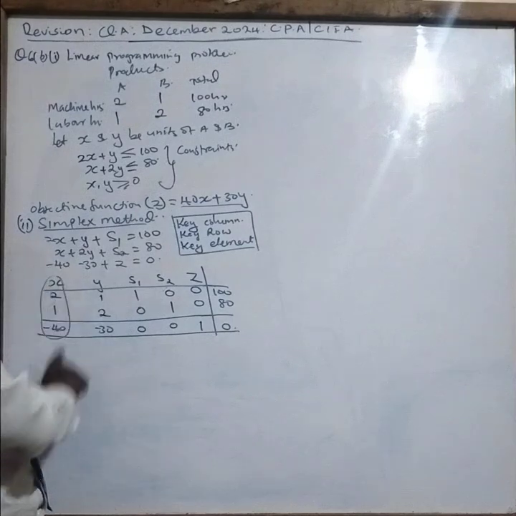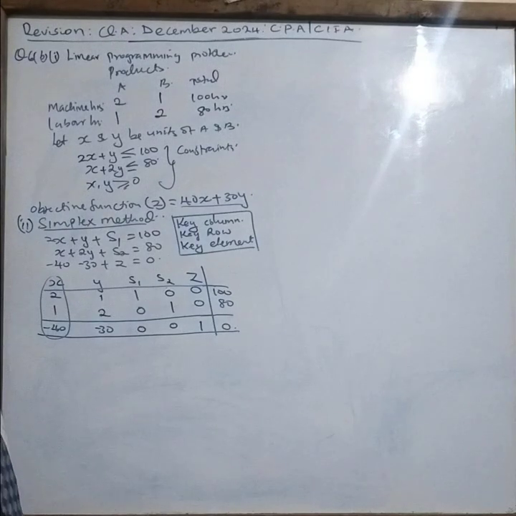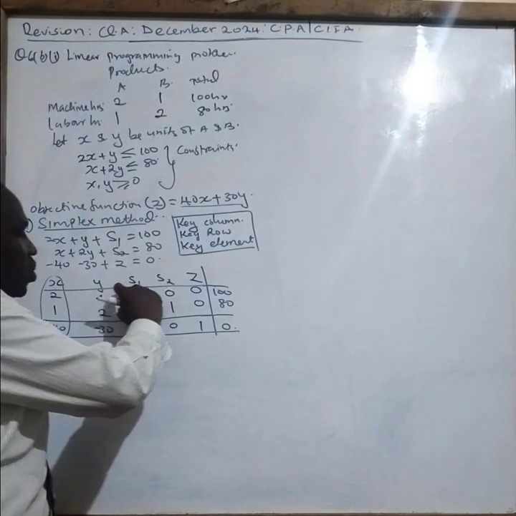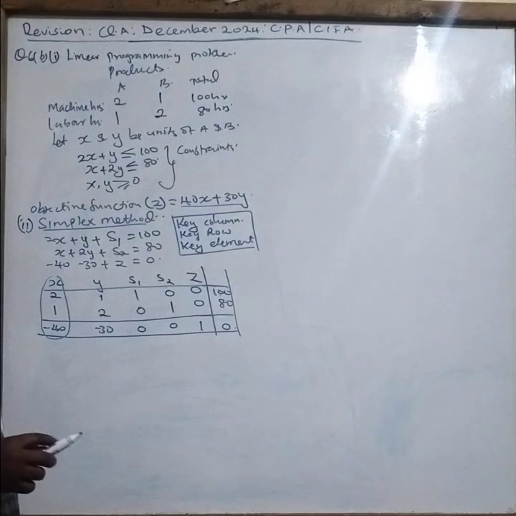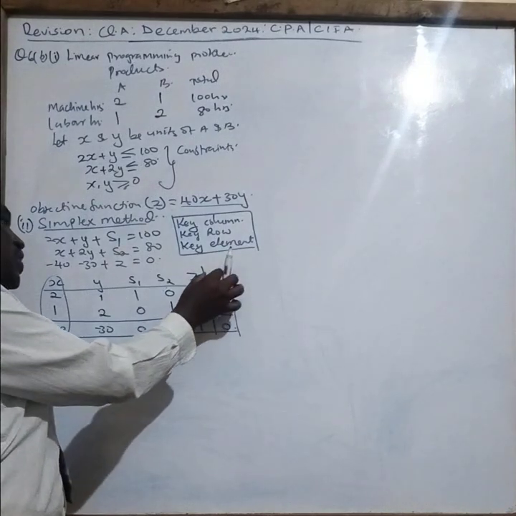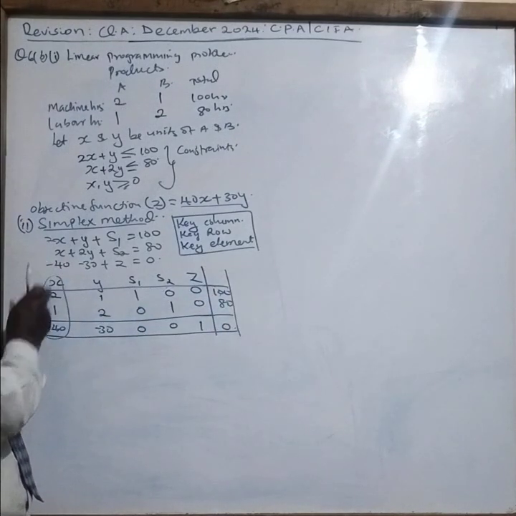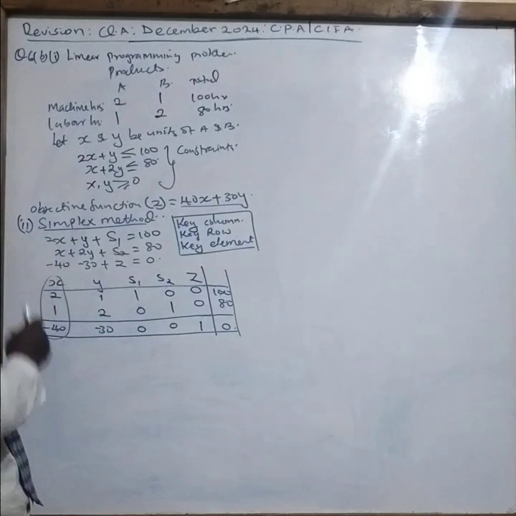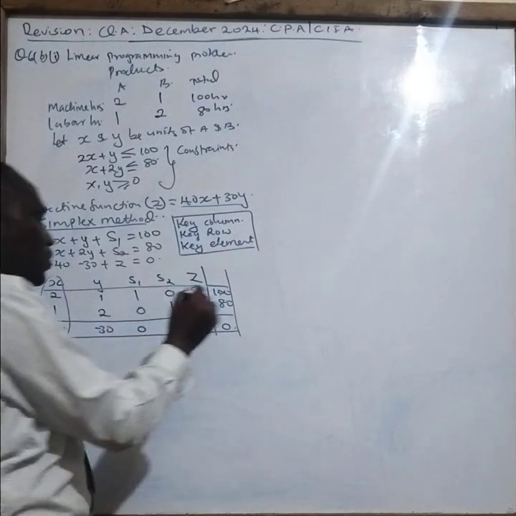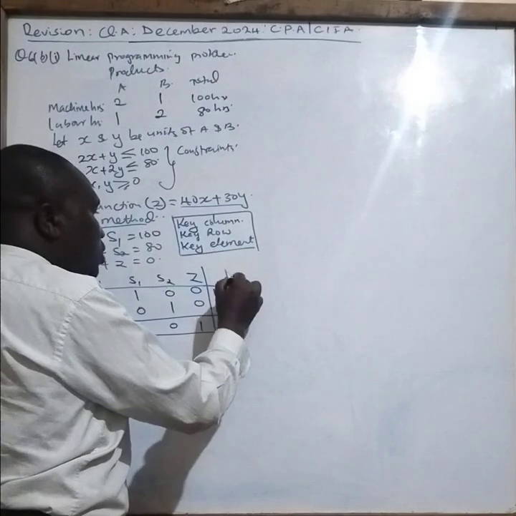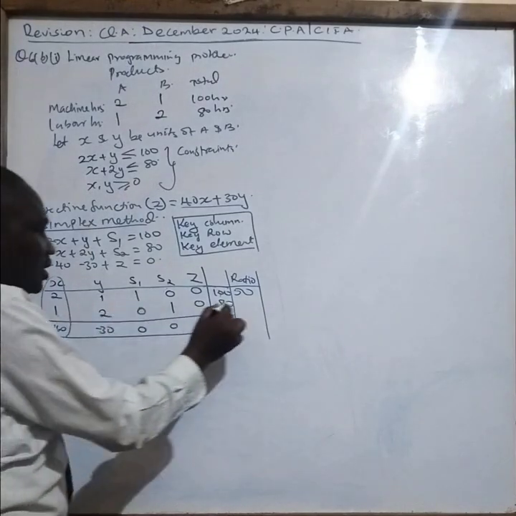Once you have identified your key column, the next step is to come up with the key row. How do you get the key row? Before we go to the key row, these constraints here have values 100 and 80. For that reason, we need to divide these values by the elements in your main column, which is 2 and 1. So 100 divided by 2 is 50. What you are doing is getting what you call the ratio. 80 divided by 1 is 80.